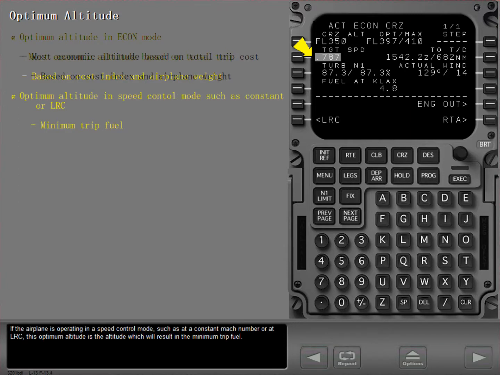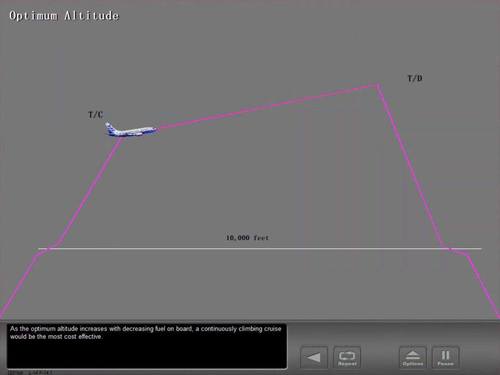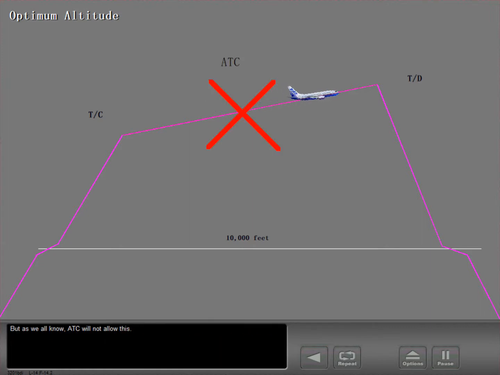If the airplane is operating in a speed control mode, such as at a constant Mach number or at LRC, this optimum altitude is the altitude which will result in the minimum trip fuel. As the optimum altitude increases with decreasing fuel on board, a continuously climbing cruise would be the most cost-effective. But as we all know, ATC will not allow this.